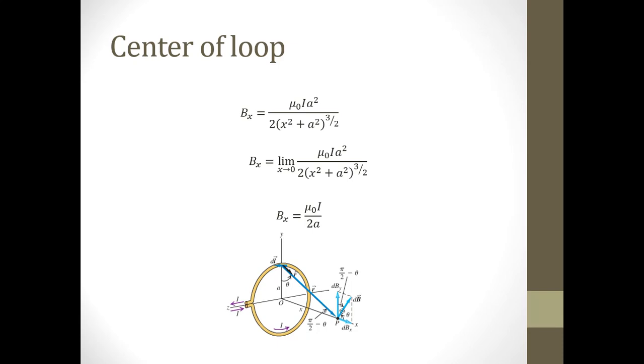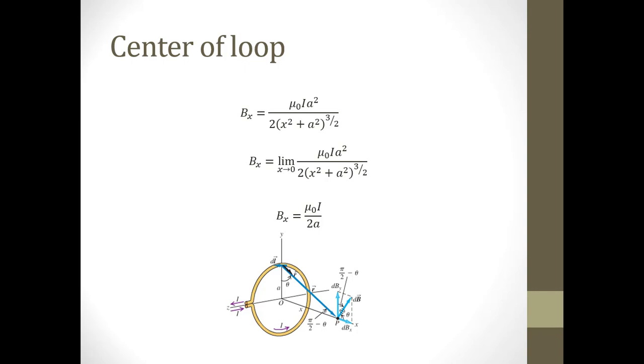Now, what if we want to look at the very center of the loop? What does it mean to be in the center of the loop? Well, it means x is getting close to 0 or equal to 0. If you plug in 0 for x or do the limit, you get that the magnetic field at the center of the loop is mu naught I divided by 2a, where a is the radius of your loop. So really the only things that matter are the current in the loop and the radius of the loop.